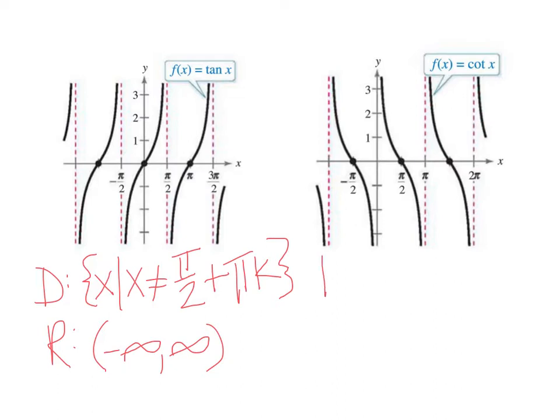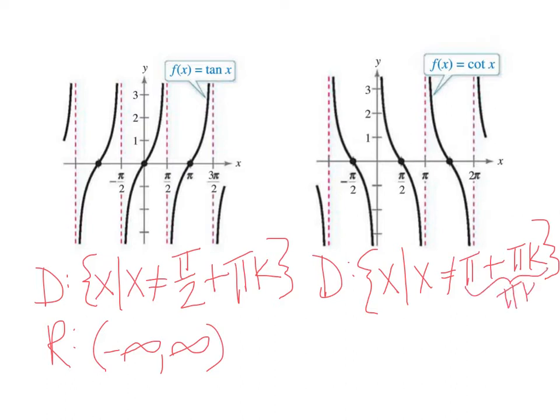Domain on cotangent. Fancy bracket. All x such that x does not equal. First positive one is at pi plus, how often does it occur? Every pi distance, so pi k. This could be simplified to pi plus pi k. You could just list it as pi k because it's whole number pi. Range, my up and down, would be negative infinity to positive infinity.